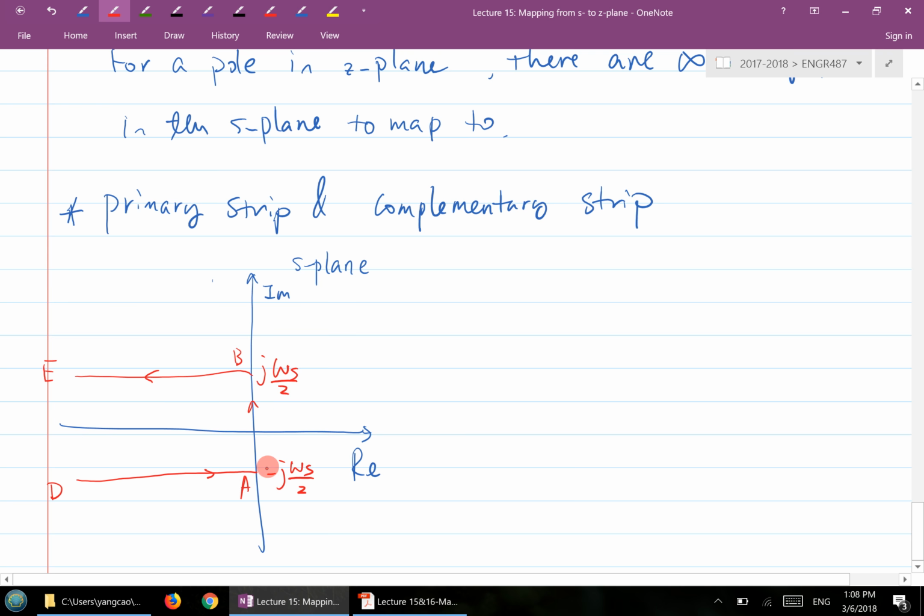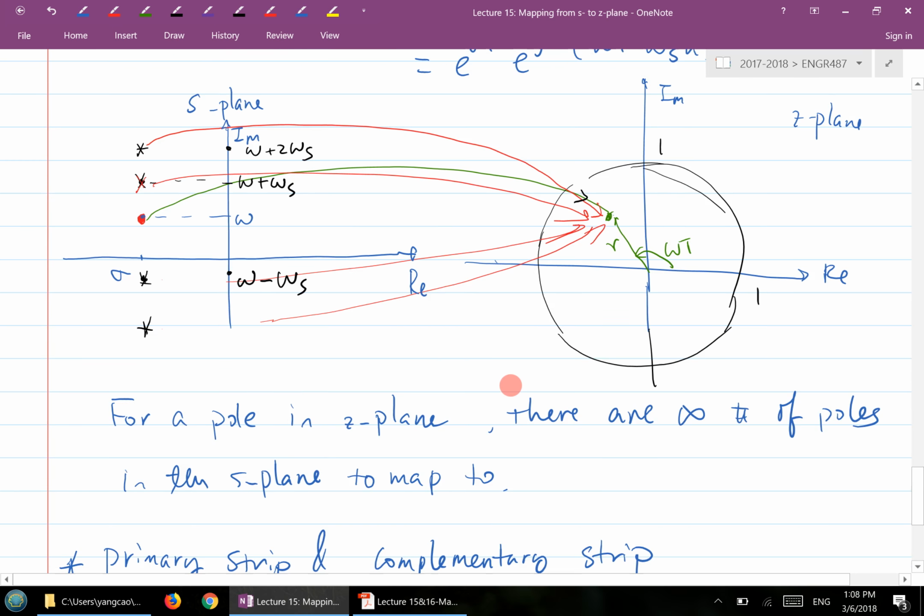And as you can observe, the variation from A to B is from what? From negative j omega s over 2 to j omega s over 2, right? And so the interval from A to B is how many absolute values? It is omega s, right? That's basically the idea over here. From here to here, one interval, omega s.